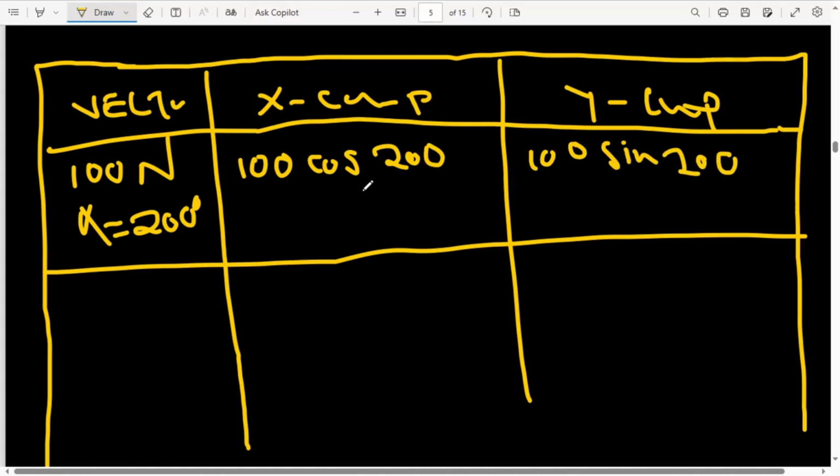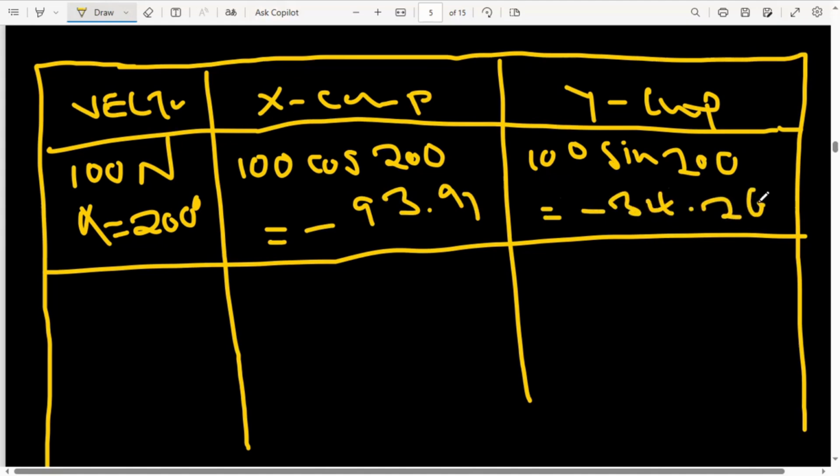Okay, so you can punch this into your calculators to find the actual value there. So if I punch this, I'm getting this. Here I'm getting minus 93.97. Here I'm getting minus 34.20. I'm just rounding these off to 2 decimal places. Then the second force that we had was 150 newtons, and the angle that we found was 310 degrees.